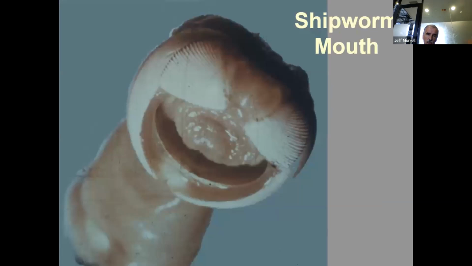This is an example of a shipworm mouth. You can see the clamshell-like head there and the mouth parts. So they can be incredibly destructive. And in fact, many of the wooden sailing ships that came to Australia had serious shipworm and marine borer problems.